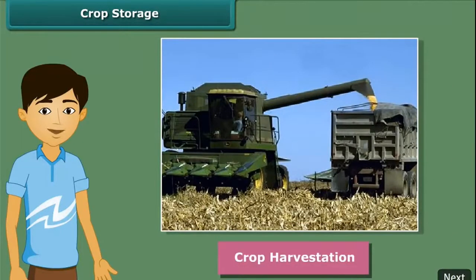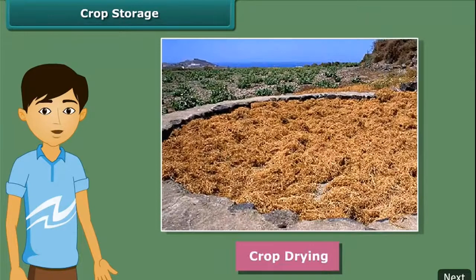Once harvesting is done, crops are stored in huge storages. We should keep some precautions to store crops because if the harvested grains are stored without drying, then they may get spoiled or attacked by organisms and thus they will lose their germination capacity. So the grains should be properly dried in the sun to reduce the moisture in them.